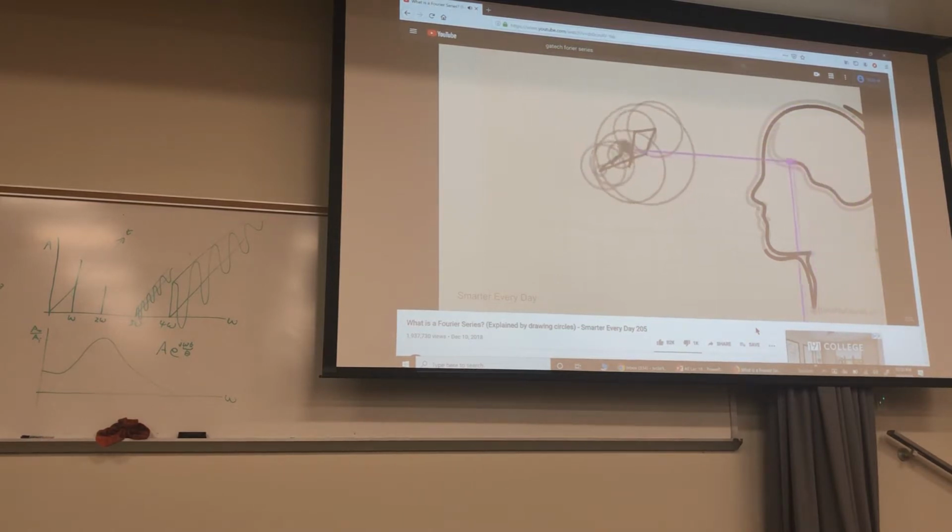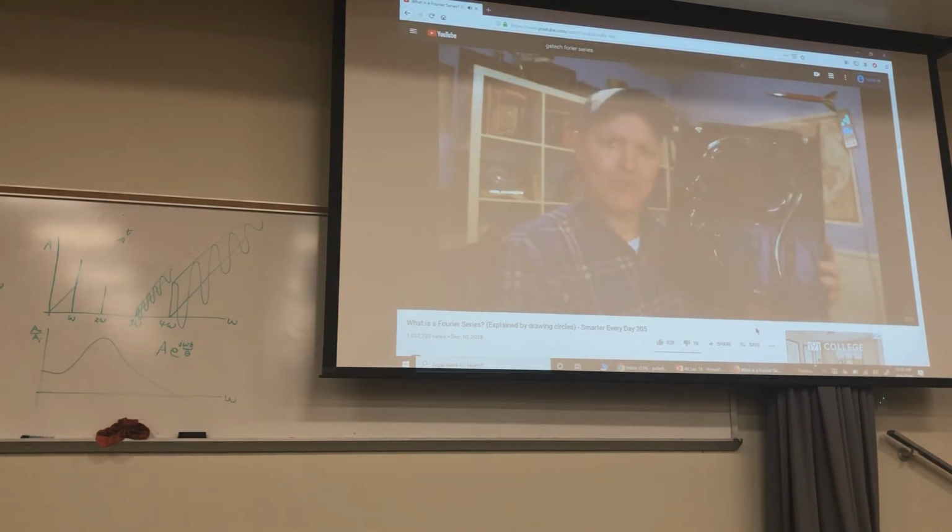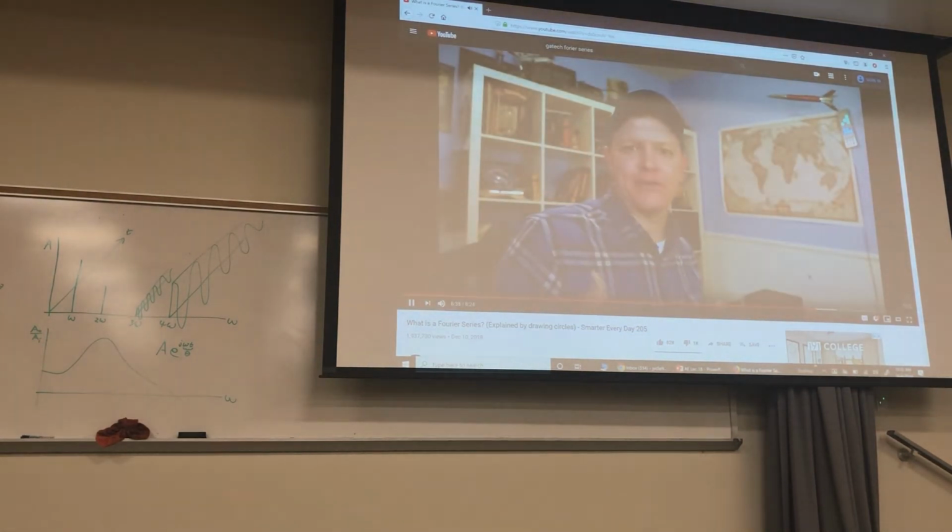In fact, this is why I love math. It's the language that describes the entire physical world. We can approximate anything as long as you have enough terms. This is the beauty of the Fourier series. You can understand things like oscillators.